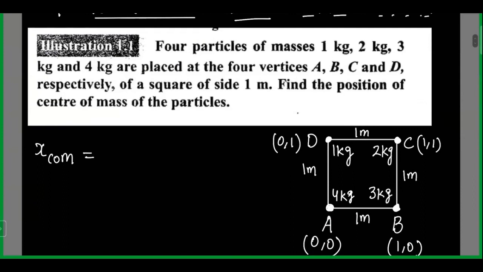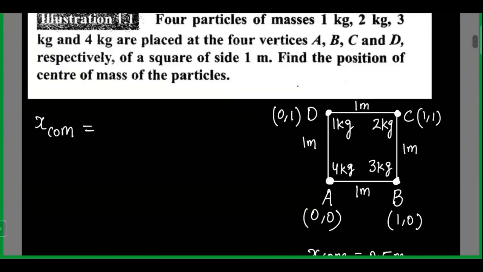You have 4 particles: 1 kg, 2 kg, 3 kg and 4 kg. They are placed at the vertices of a square. So the square is shown to you. At A, 4 kg is there, at B, 3 kg is there, at C, 2 kg is there, and at D, 1 kg is there. Since it is a square, we can assume that point A is the origin, which means it is at 0, 0.